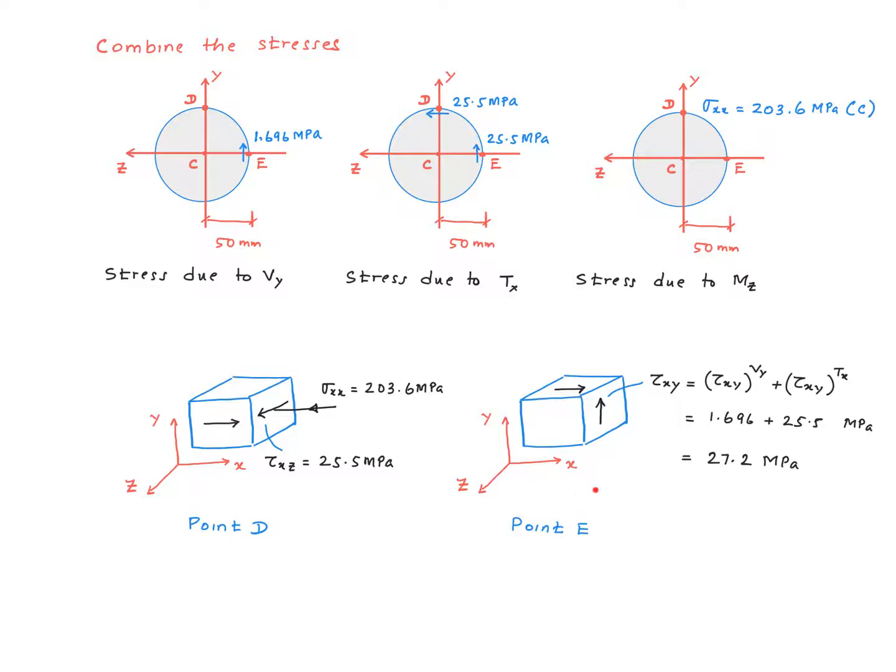There is no normal stress at point E. The magnitude of the net shear stress due to the shear force V and the torque T is 27.2 megapascal. This is the shear stress acting on the x-plane in the y direction. So that'll be tau xy. That's it. So those are the components of the stresses acting at point D and point E.